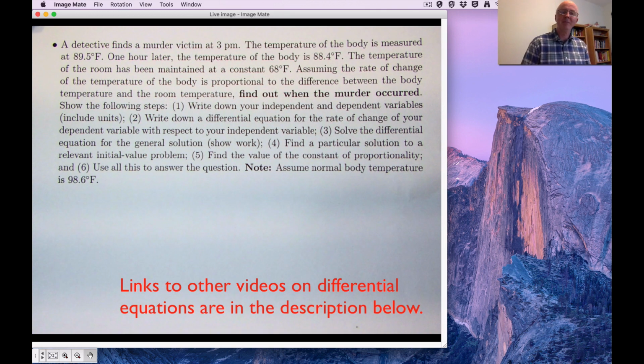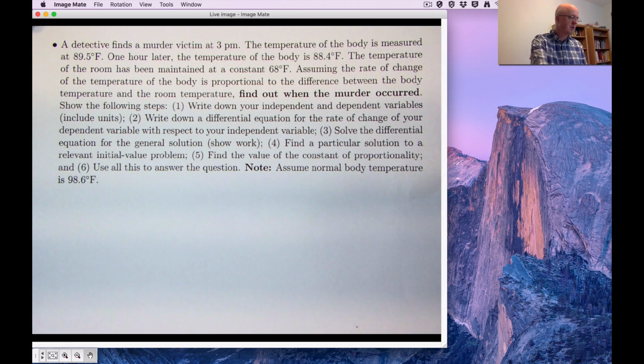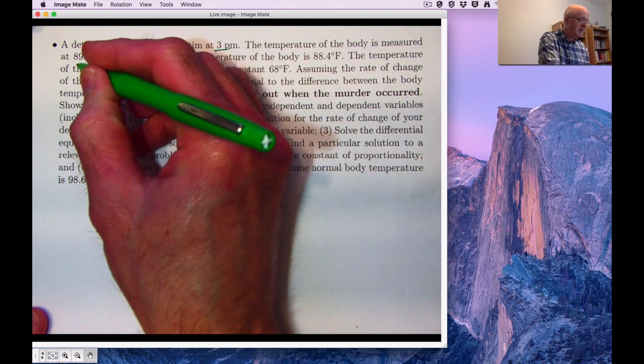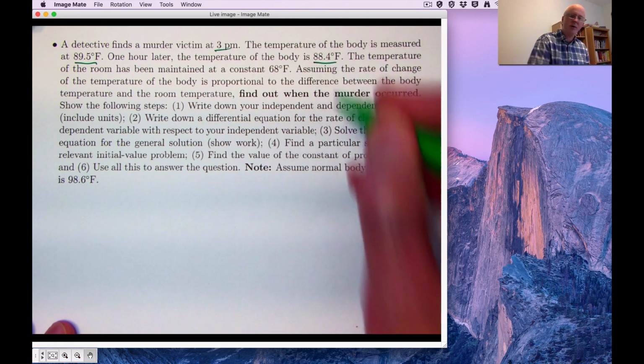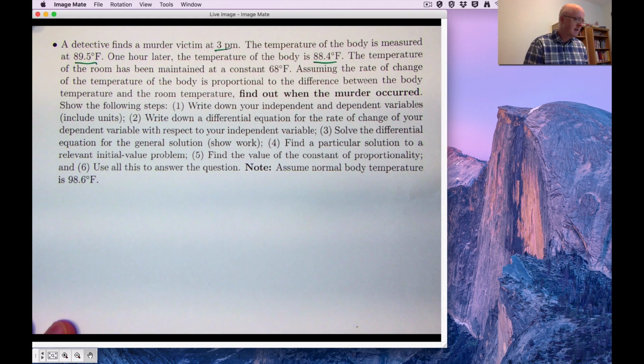And the very first problem is about Newton's law of cooling. It's a detective murder mystery. A detective finds a murder victim at 3 p.m. The temperature of the body at that moment in time is measured to be 89.5 degrees Fahrenheit. 1 hour later, the body has cooled some more and is now 88.4 degrees Fahrenheit. The temperature of the room has been maintained at a constant 68 degrees Fahrenheit.